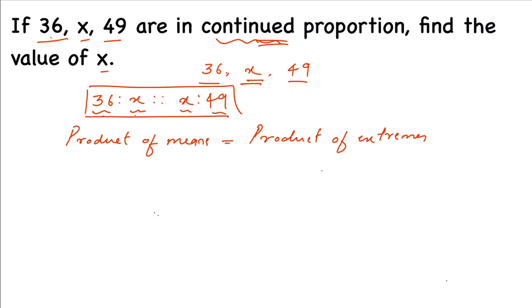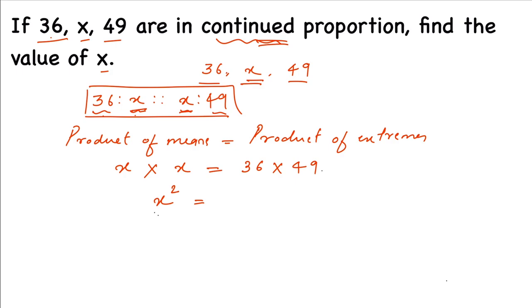So product means multiply. For the means we have x and x, so we'll multiply: x times x is equal to the product of extremes. 36 and 49 are the extremes here, so we'll multiply 36 and 49. Here we have to find the value of x. So x times x is x square, which is equal to, now if you multiply these two numbers, you get a very big number, and again we have to find the square root of it.